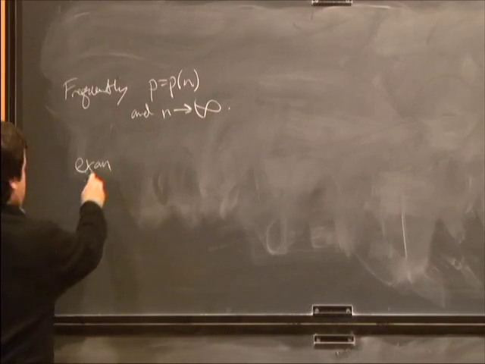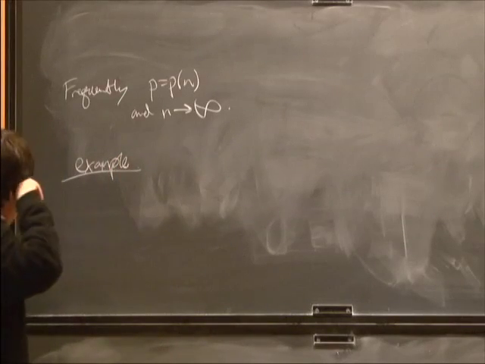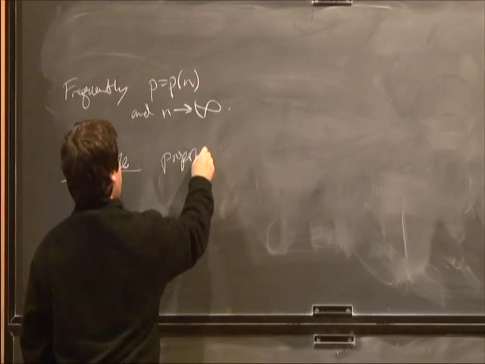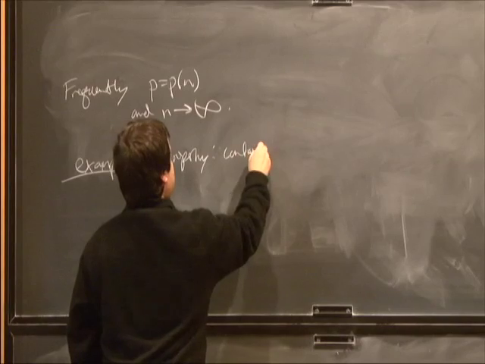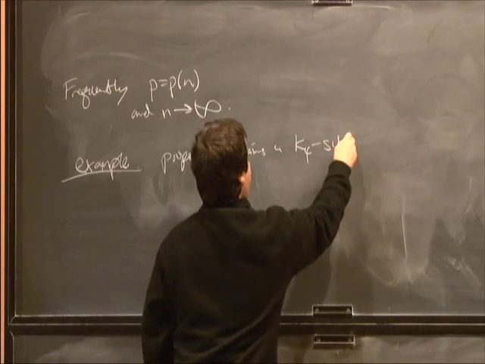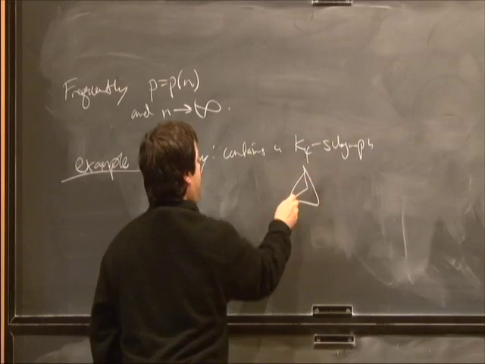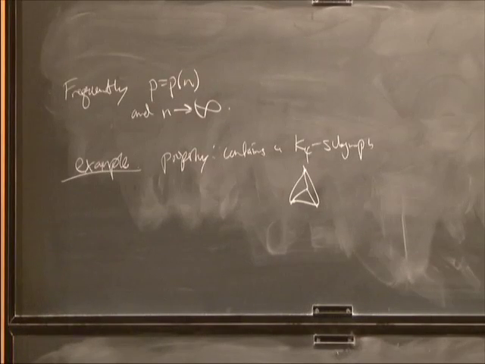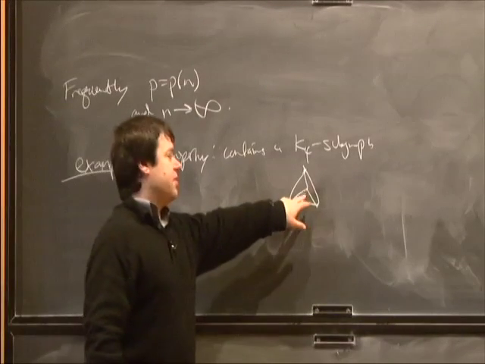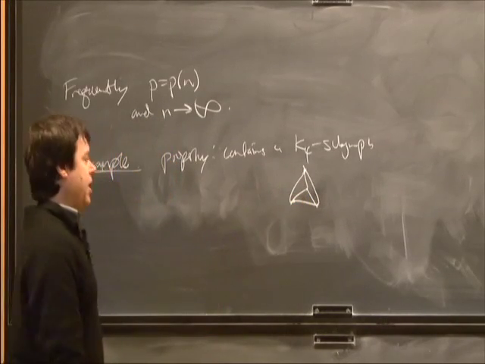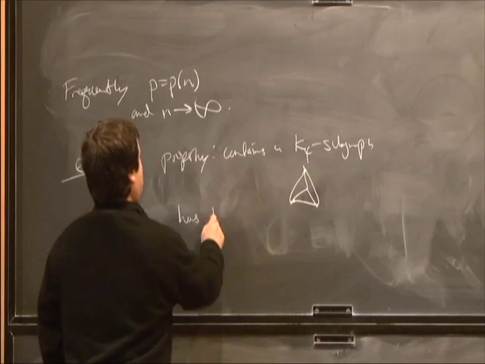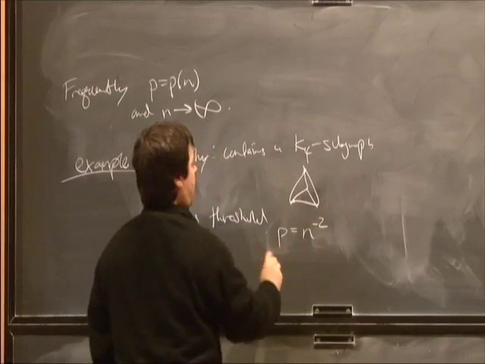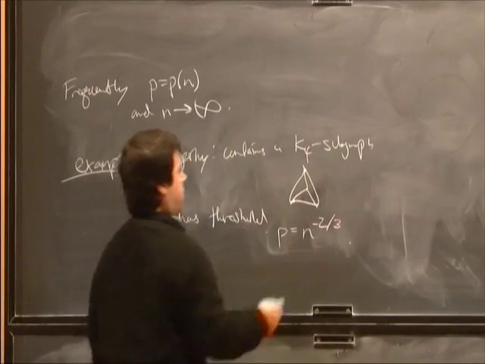So one example would be the property contains a K4 subgraph. K4 is the complete graph on 4 nodes. Our claim is that if p is large enough, you have lots of these, and if p is much smaller, then you don't have any. So this property has threshold something like p equals n to the minus 2/3.